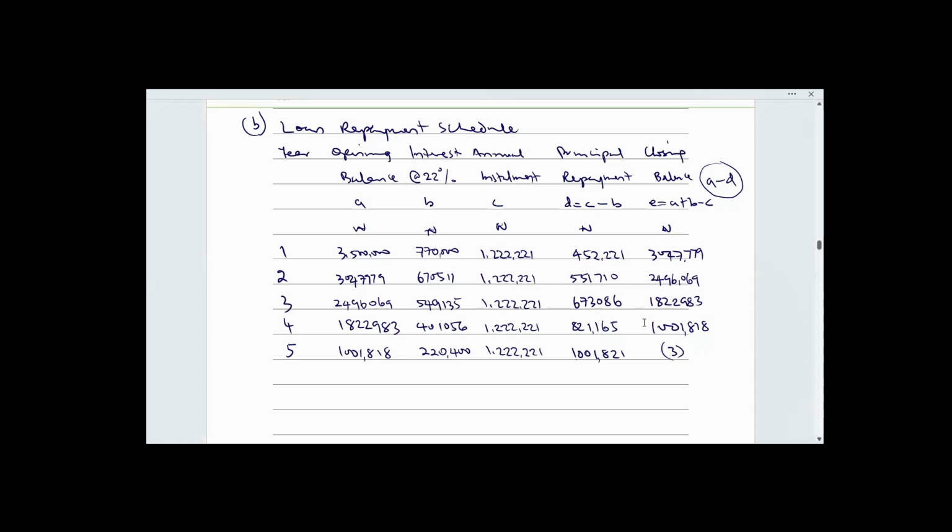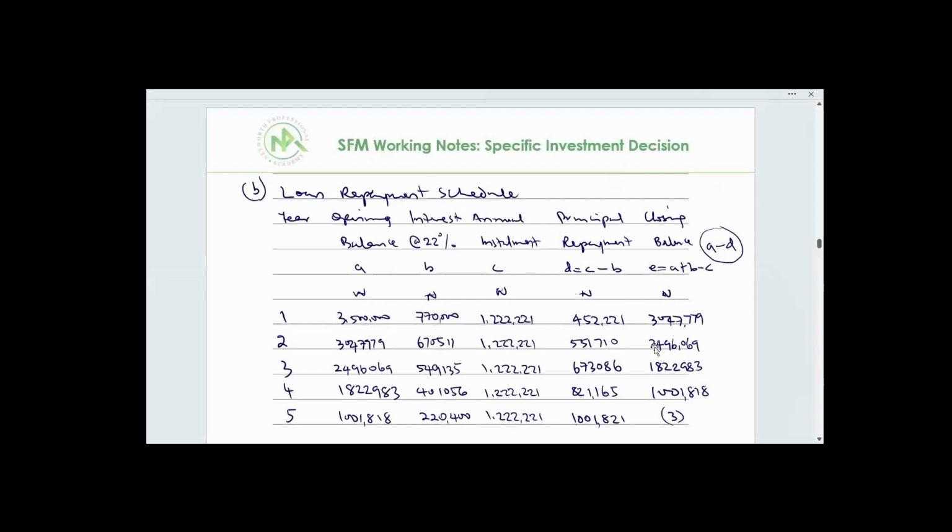All right. So that's the end of the question. In case you are asked next time to prepare a loan amortization schedule or loan repayment schedule, this is simply what the examiner wants you to do. So this will be the end of specific investment decision. In our next class, we are going to be having a new topic. Either we do capital rationing or I introduce you to portfolio theory. Let me know if you have any question for me before we close the class.